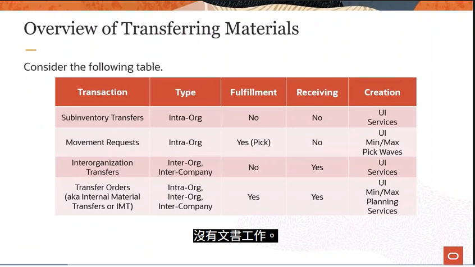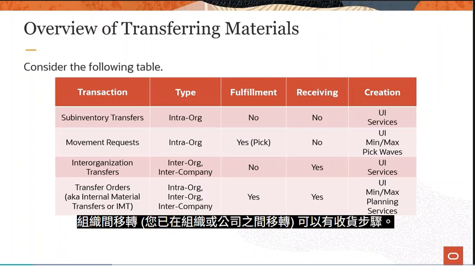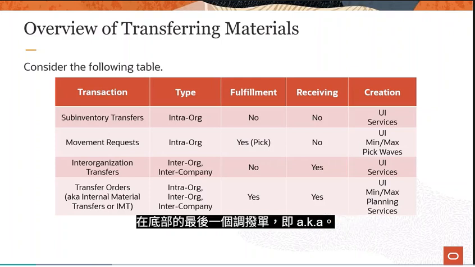Those can be generated in the UI also from a min-max replenishment or a pick wave. Transfer, where you have movement between organizations or companies, adds a receiving step. And the last one there at the bottom, the transfer order, aka the internal material transfer. Those can be done within an org, between orgs, and between companies within your enterprise.